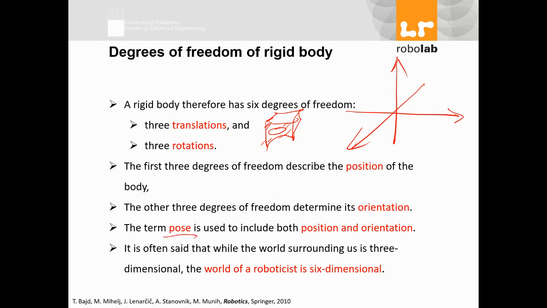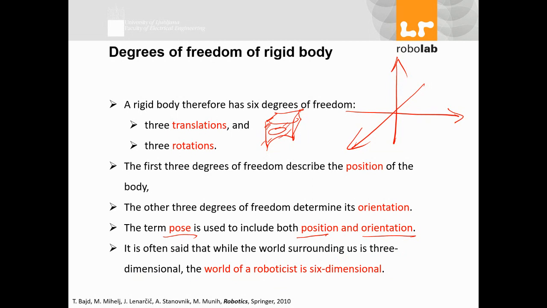The term pose is used to include the position and orientation both together. So, pose of the object. It is often said that while the world surrounding us is 3-dimensional, the world of robotics is 6-dimensional. Well, this is kind of considered as an irony. It's not exactly 6-dimensional, but you need 6 pieces of information to describe the location of the specific particle or robot at the current time.